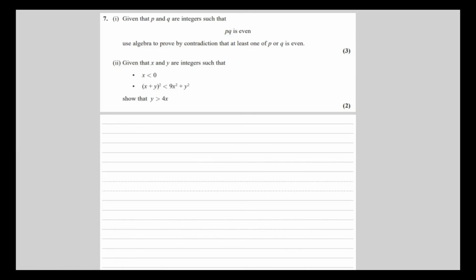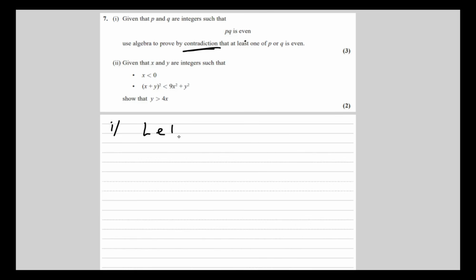Given that P and Q are integers such that PQ is even, use algebra to prove by contradiction that at least one of P or Q is even. So we need to set up a contradiction. So we need to say that they are both odd. So we're going to assume P and Q are both odd, and then we're going to show that PQ can't be even, therefore it's a contradiction.